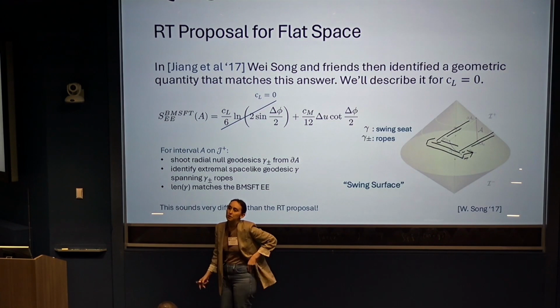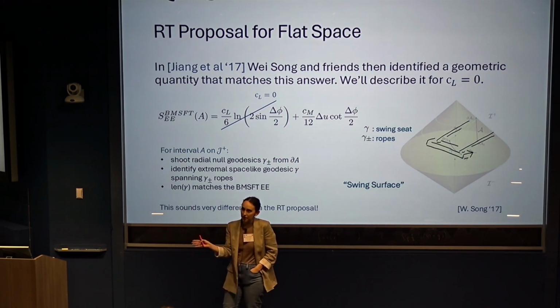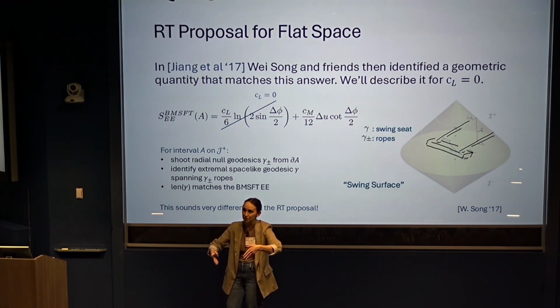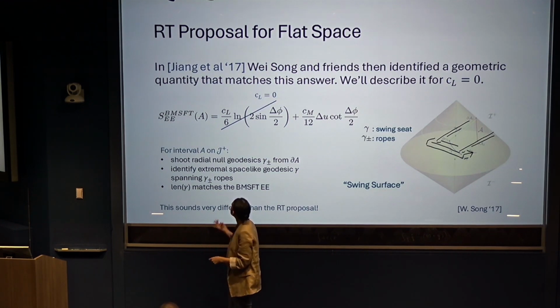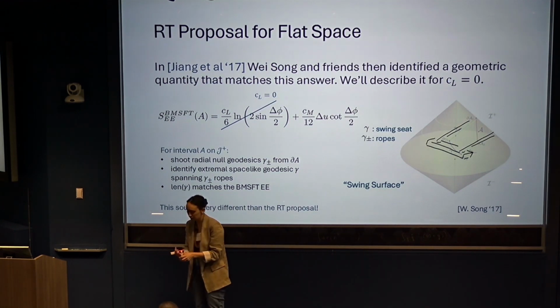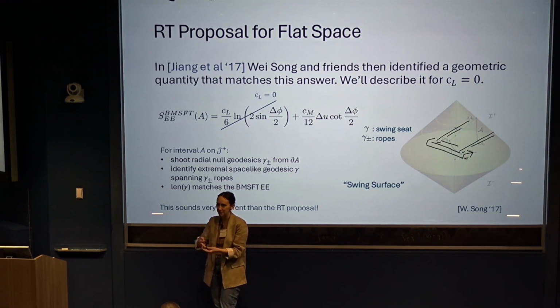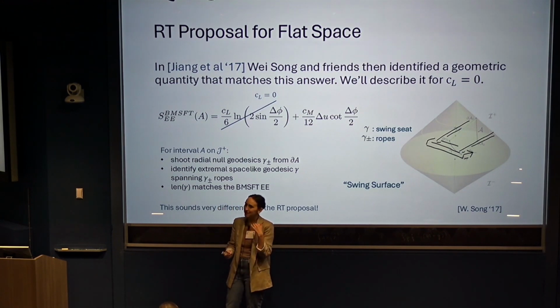I would say that it's a larger class than vacuum. It's anything that's locally vacuum that they're able to do these maps. So it's single interval in various thermal or black hole or defect geometries, I think they have answers for.